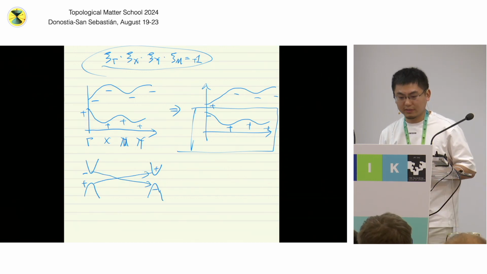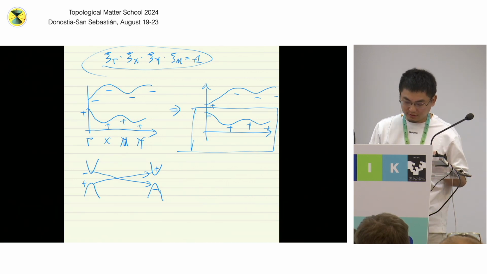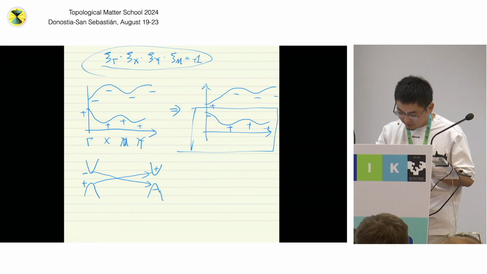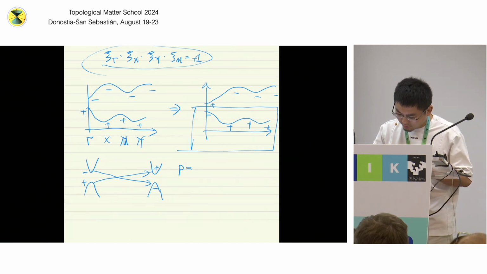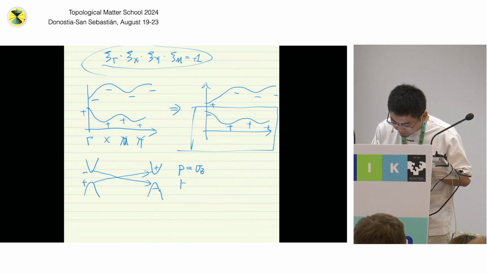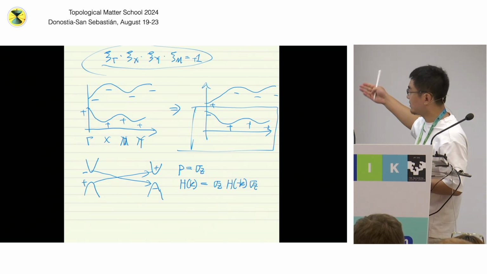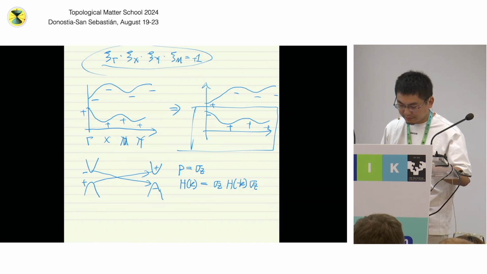So let's model this process. The only constraint for this model is the inversion symmetry. We choose to write the inversion symmetry as sigma z. Sigma is a Pauli matrix, and the Hamiltonian should follow a simple rule. Basically, sigma z is the inversion operator. It should send k to minus k, right?